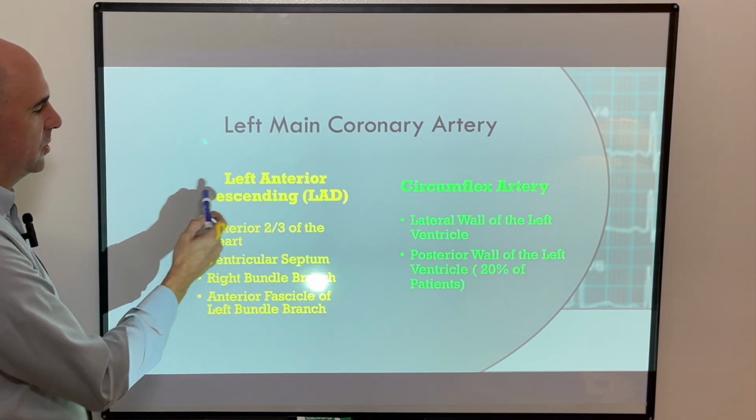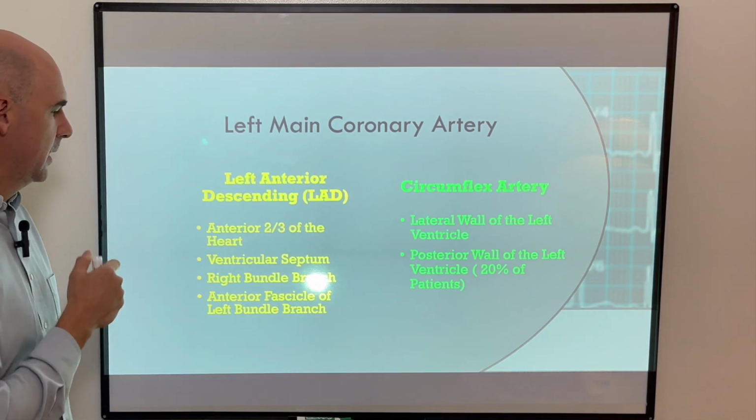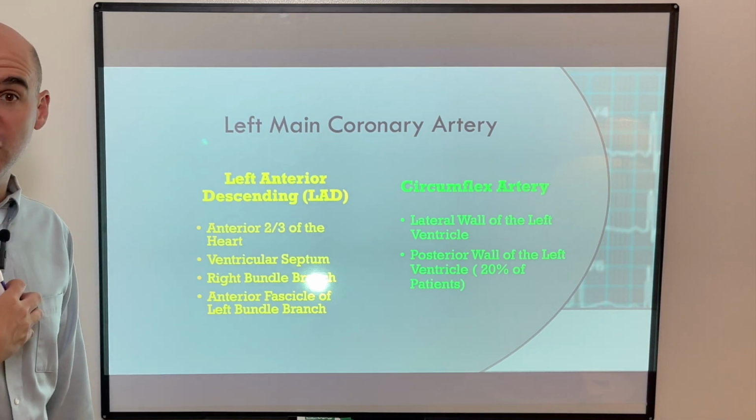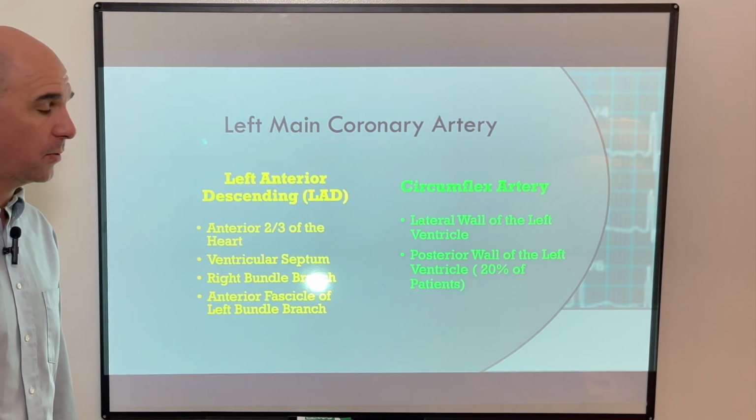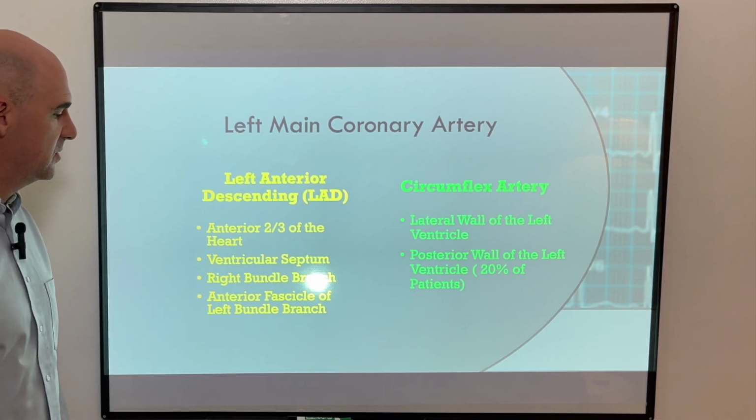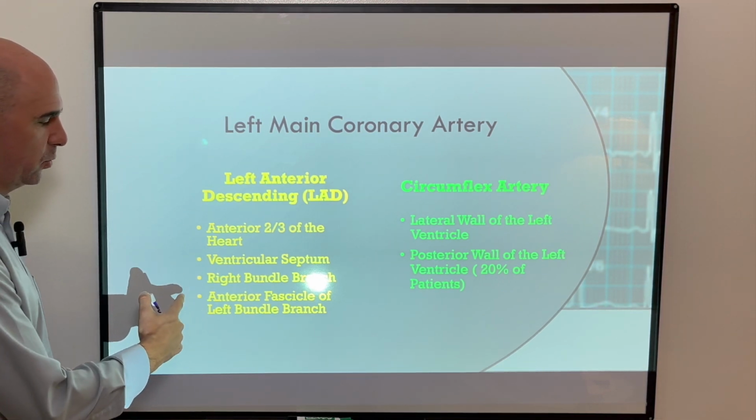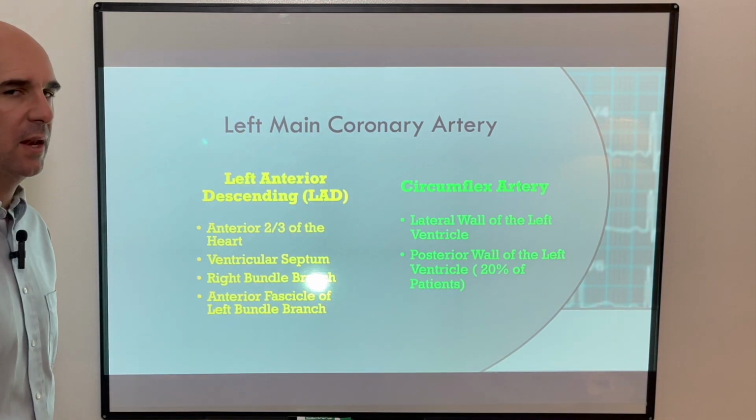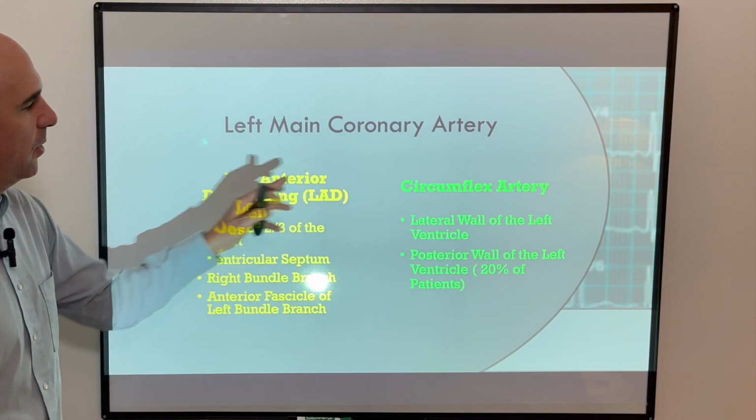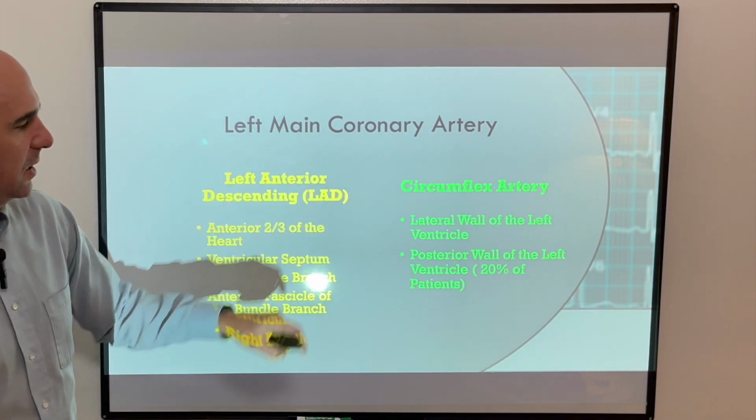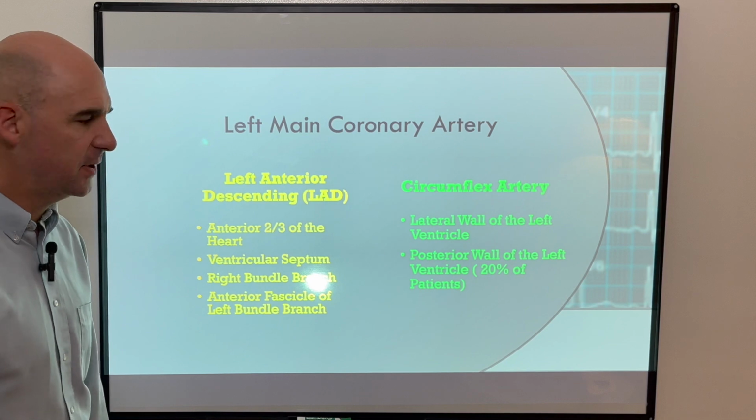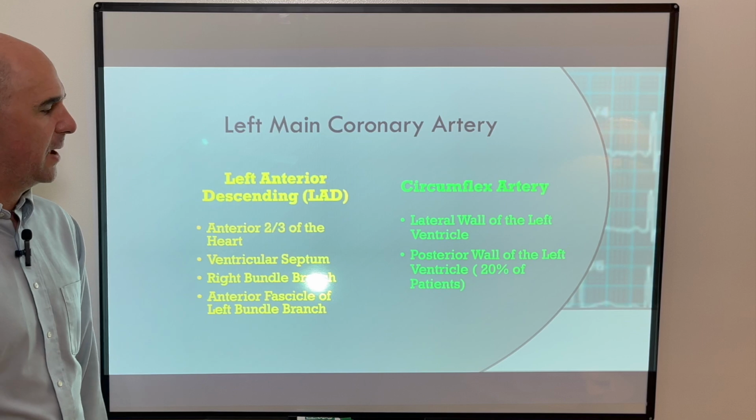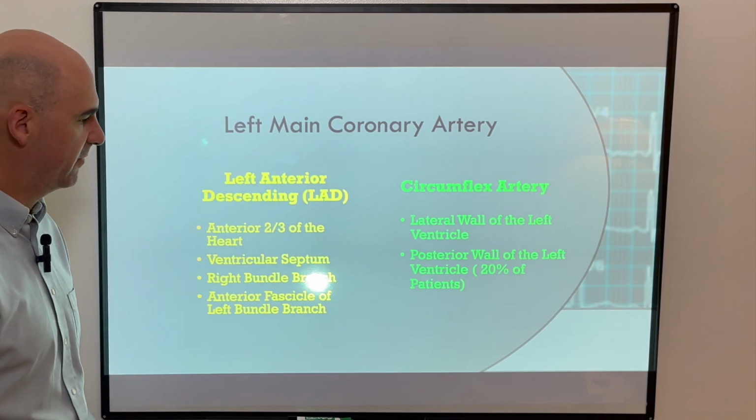We're going to bifurcate into our left anterior descending, and that's going to perfuse the anterior 2/3 of the heart, the ventricular septum that separates the left and right ventricle, and then it's going to perfuse the conduction system, or parts of it, the right bundle branch and the anterior fascicle of the left bundle branch, which we'll explain in a subsequent video. And then we have our circumflex artery, which is going to perfuse the lateral wall of the left ventricle. And again, for the minority of people out there, it's also going to wrap around and perfuse the posterior wall of the left ventricle.